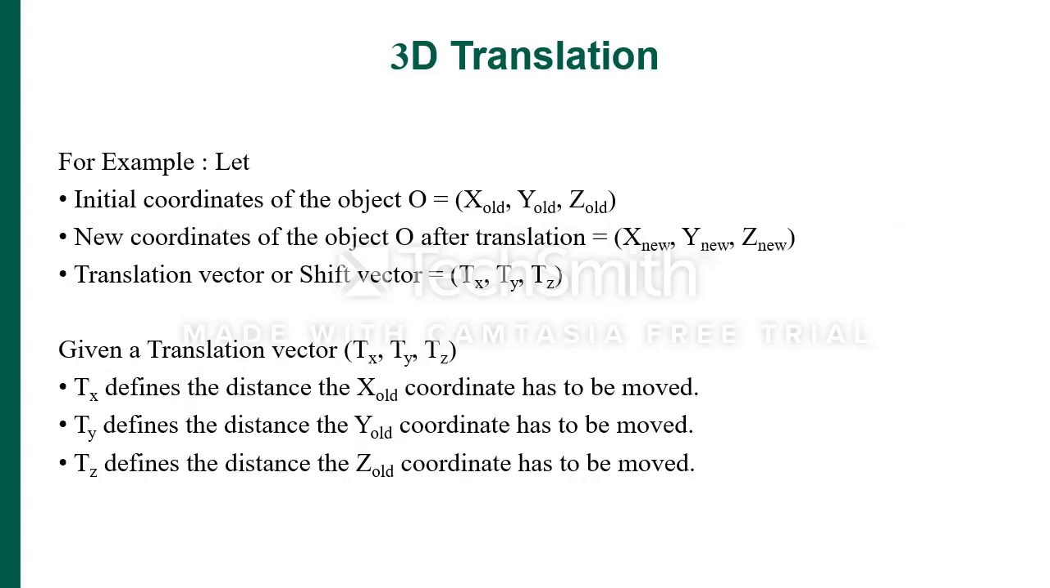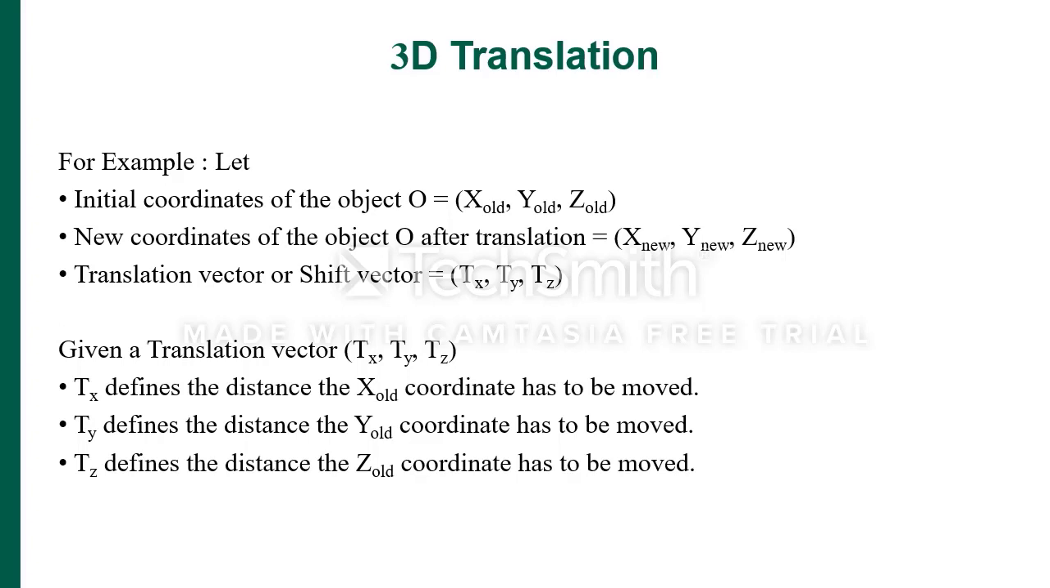So let us take a small example. Let the old point be x old, y old, and z old, and the new point P1 be x new, y new, and z new, and the translation vector be tx, ty, and tz. Given a translation vector tx, ty, tz, tx defines the distance the x old coordinate has to be moved, ty defines the y old, and tz defines the z old. So the point moves from O to O dash.